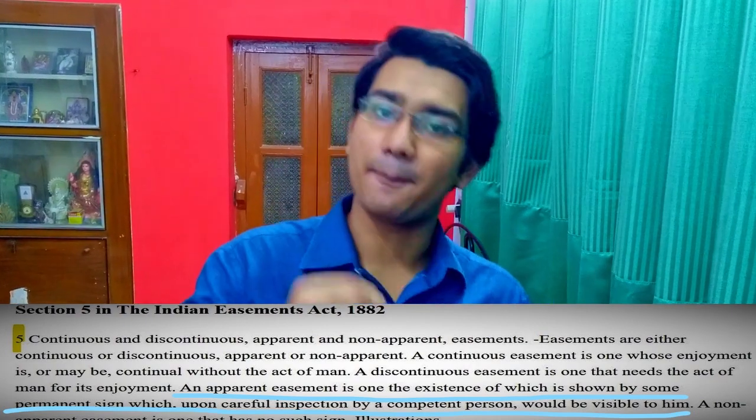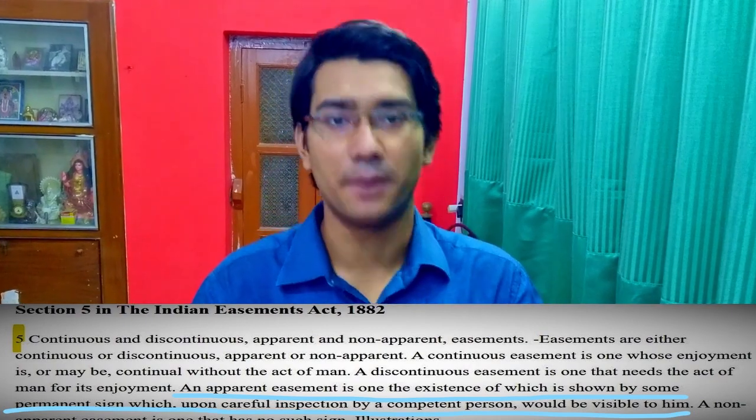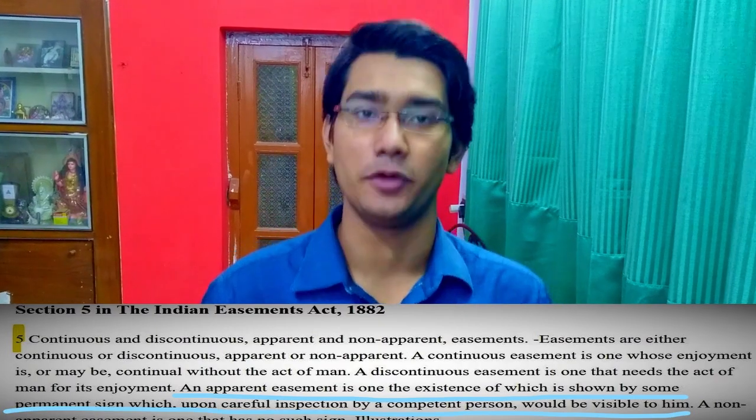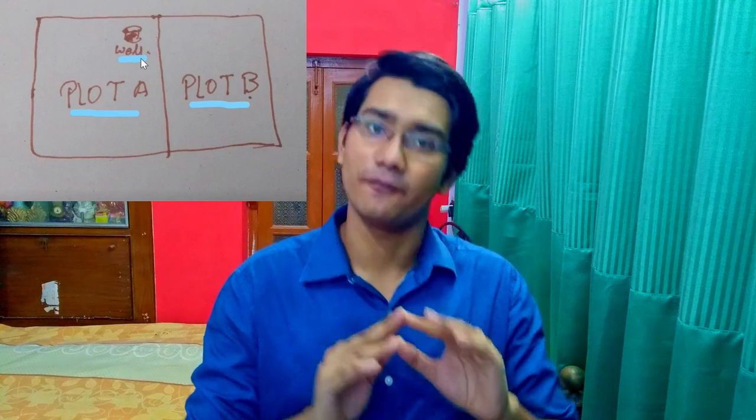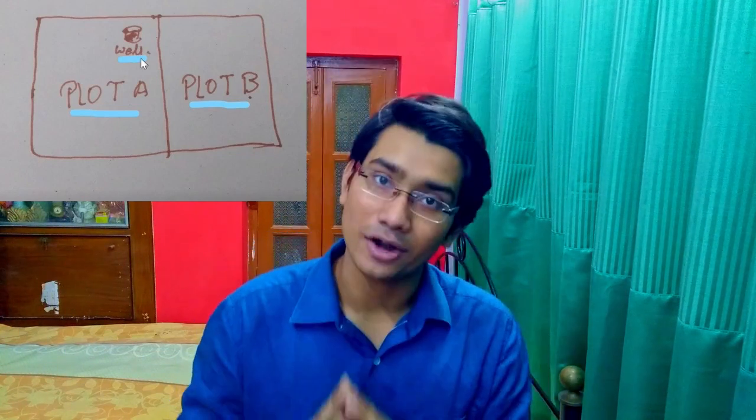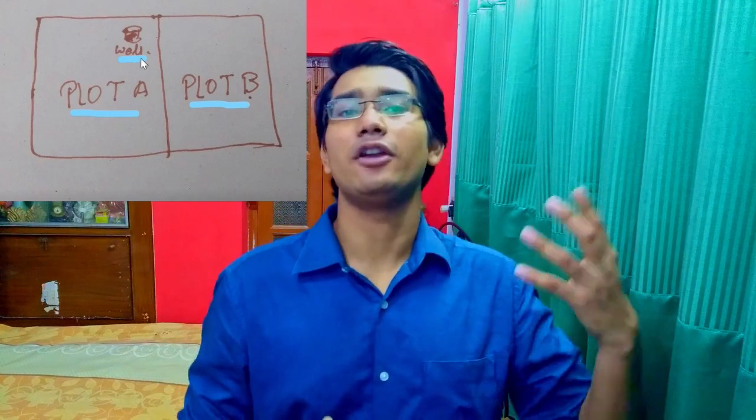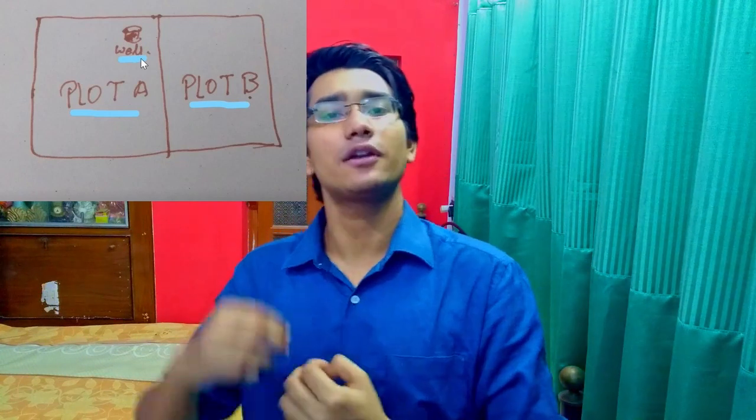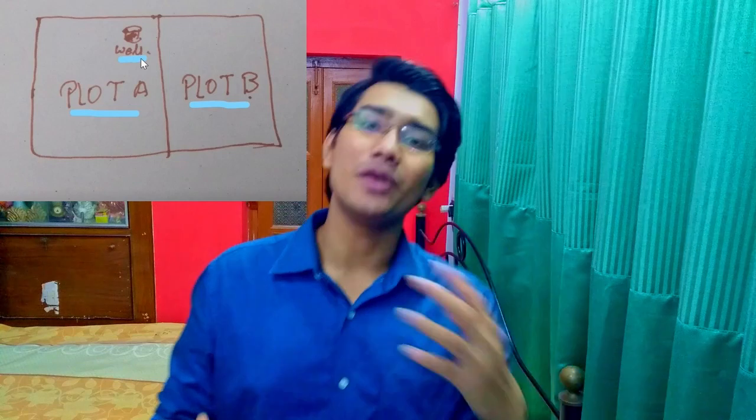So an apparent easement is an easement, the existence of which is shown by a permanent sign, which upon inspection by a competent person will be visible to him. Take this example from the previous video. We have two adjacent plots of farmland, plot A and plot B. The well exists in plot A and the owner or occupant of plot B uses the water from the well in plot A to irrigate his land. But how does he take out the water from the well and irrigate his land?